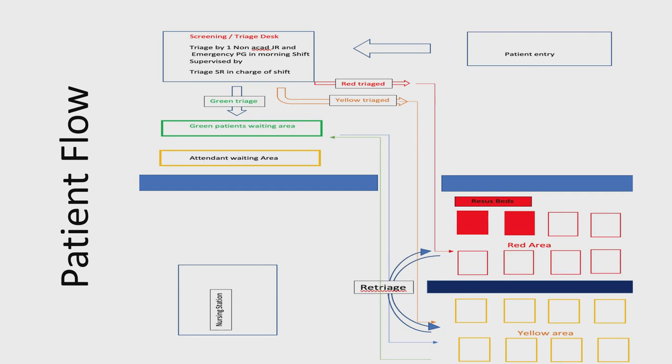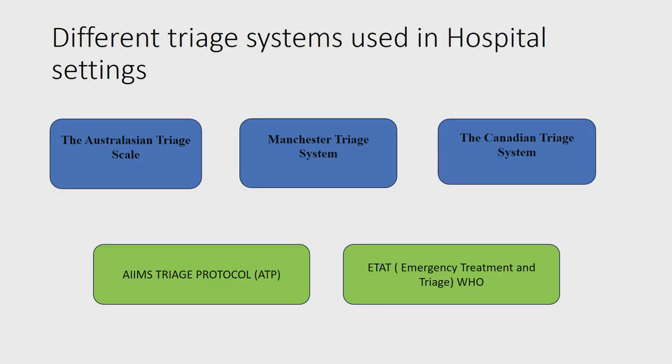Different triage protocols are available in various countries, which use their own triage scales. There is the Manchester triage scale, the Canadian triage scale, and the Australian triage scale, and in our country AIIMS Delhi released the AIIMS triage protocol two years back. For children, there is an emergency treatment and triage protocol available, which we are using at our center.